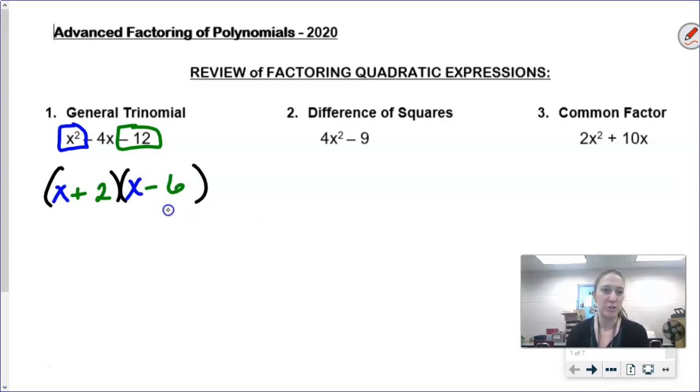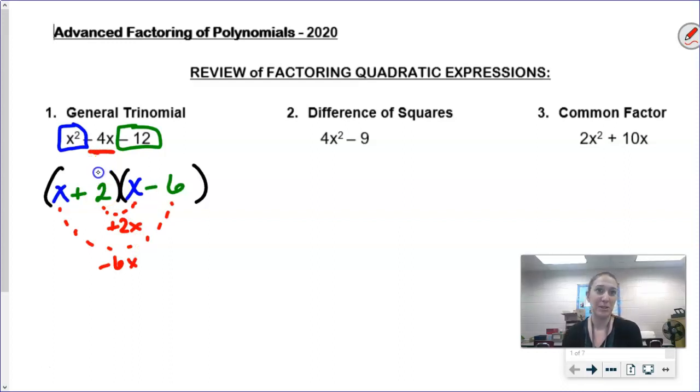And of course, we always check our arches, very important. This arch is a positive 2x. This arch is a negative 6x. And if we were to add those arches together, we do get negative 4x in the middle. So that's how we know we're right. It is a bit of a math puzzle, but you know, some people really enjoy these and some people just can't wait for them to go away. And I got bad news, it doesn't go away. Until you're done with math, at least.